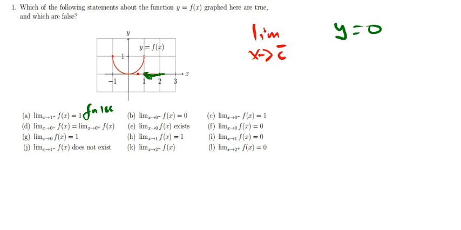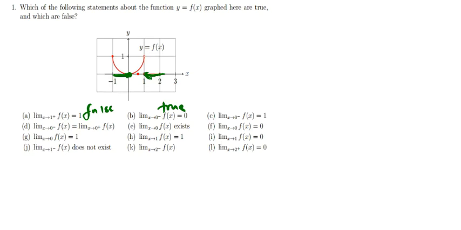Now we have part b, which is saying limit as x approaches 0 from the left side is equal to 0. As x approaches 0 from the left side, this is the left side, as we are approaching 0, what is the value of y? We can clearly see that as we are getting closer to 0, the value of y here is 0. So this statement is true.